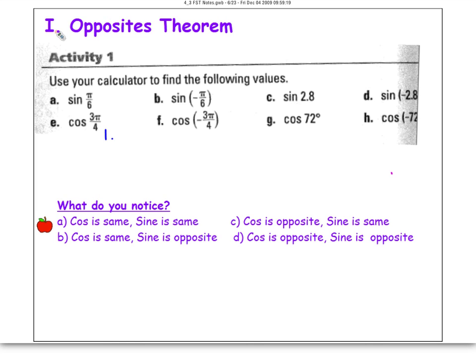In learning objective B, we're going to investigate the opposites theorem. So that means let's take a measurement and look at its opposite. For example here, the measurement they want us to look at is pi over 6 radians. What is the opposite of pi over 6? That's negative pi over 6.